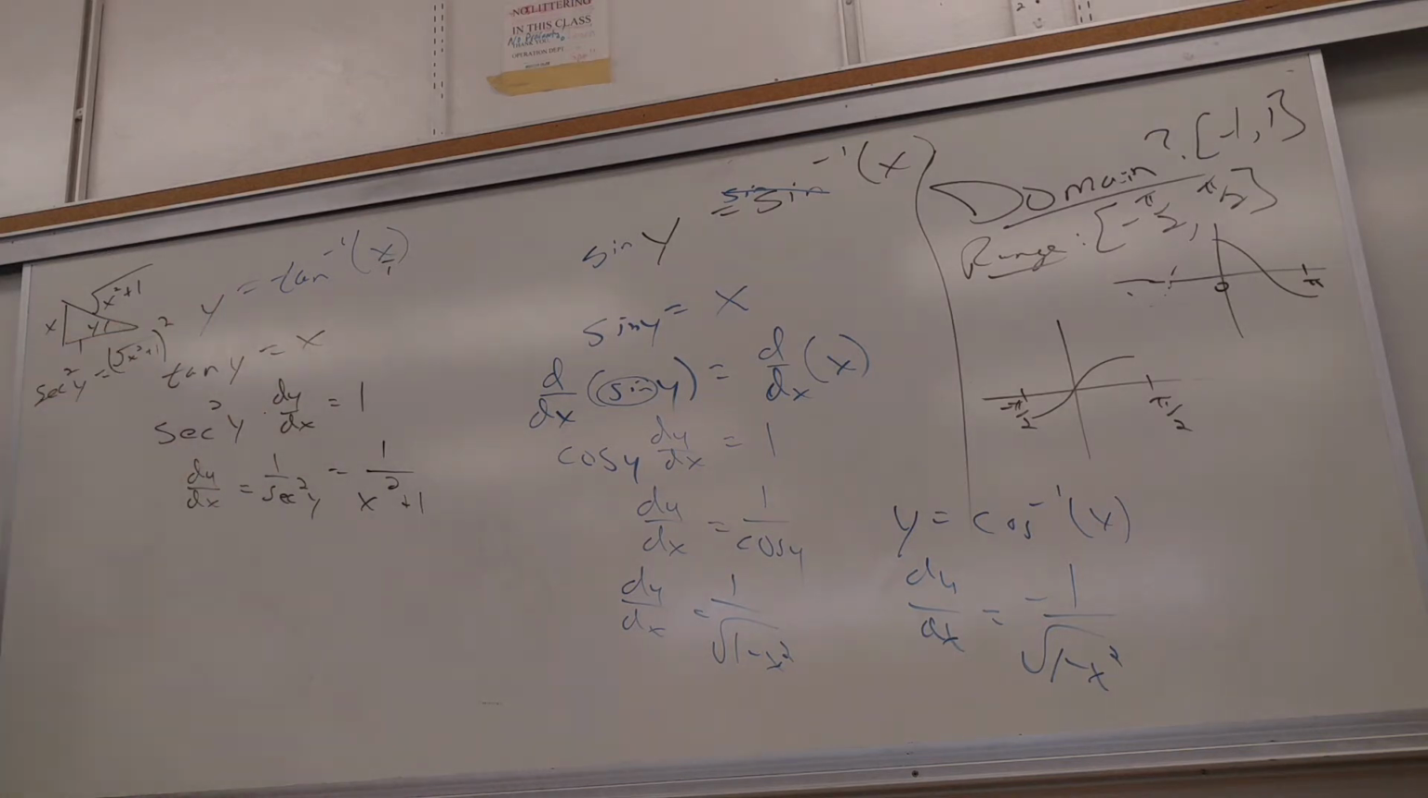So that's the derivative of inverse tangent. It's 1 over x squared plus 1. So what do you think the derivative of inverse cotangent might be?